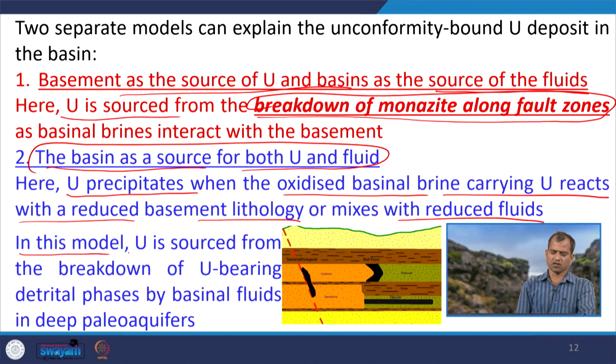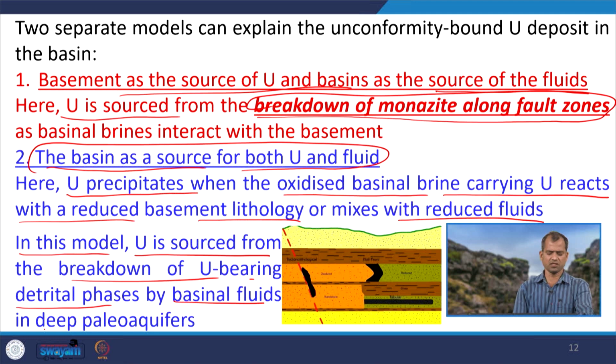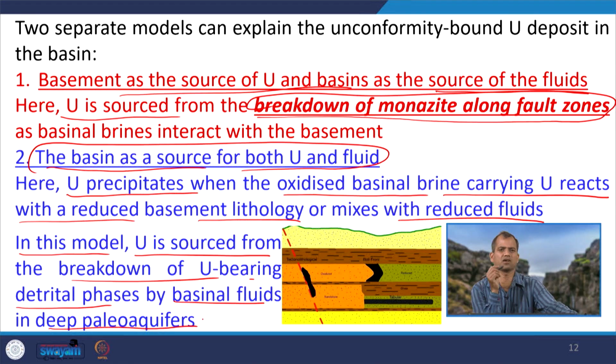So, in this model uranium is sourced from the background of the uranium-bearing detrital phase by basinal fluid in deep paleo aquifers. So, at the deeper level the uranium was present and it was broken down by basement fluid, and it is coming to the surface and near to this environment, the unconformity environment, it is getting deposited.